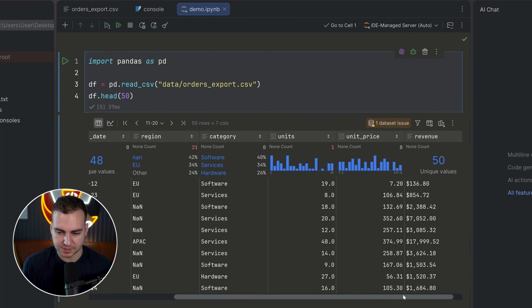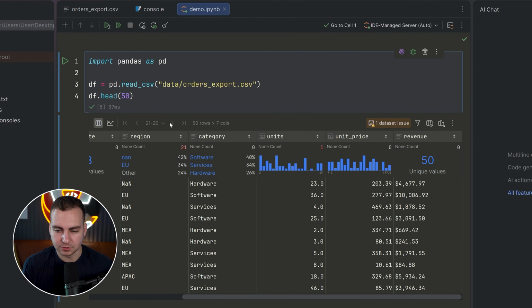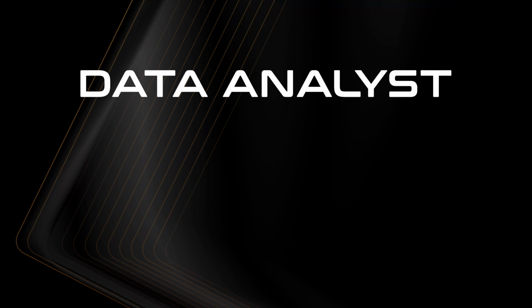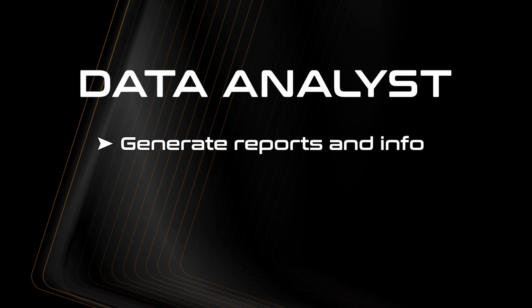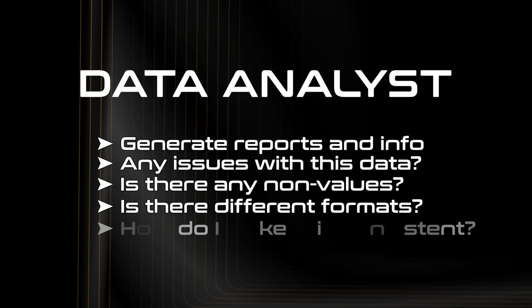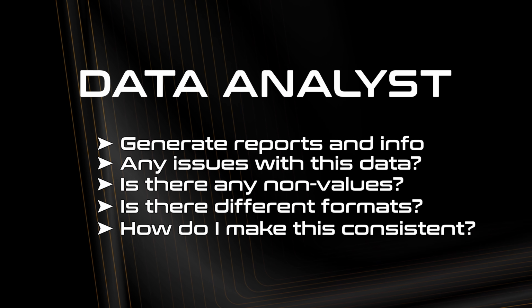But I can also go through this kind of interactive view, and I'm just looking right away because the first thing I'll do with data is try to see, okay, are there any inconsistencies? Are there any issues? Do I need to clean anything up? Because honestly, a lot of times the job of a data analyst is to go through and not only generate reports and info, but see, is there something wrong with this data? Are there any None values? Are there different formats? Is there a way I can clean this up and make it more consistent?